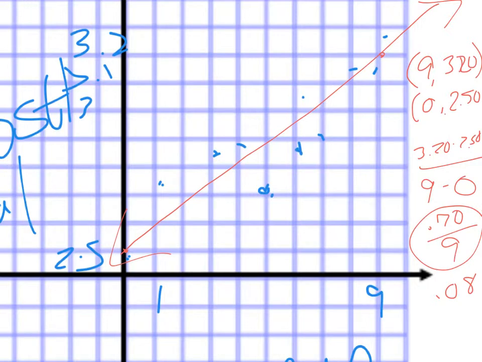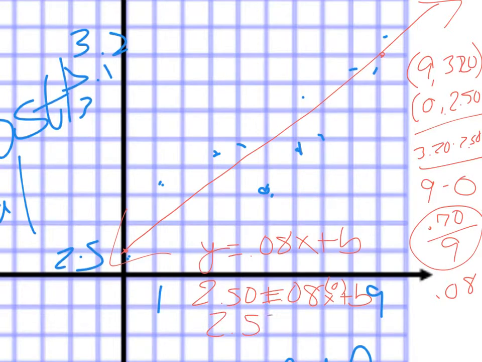So now we need to find b. So y is going to equal 0.08x plus b. I'd pick the one with the 0 in it. So 2.50 equals 0.08x plus b. And we know that x is going to be 0. So 0 times the 0.08 is going to go to 0. So we end up with 2.50 equaling b. Final equation, y equals 0.08x plus 2.50.